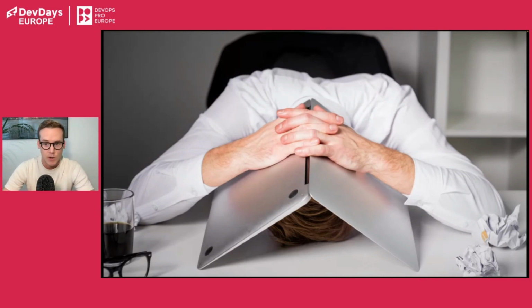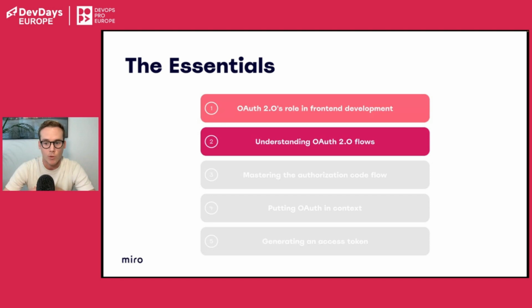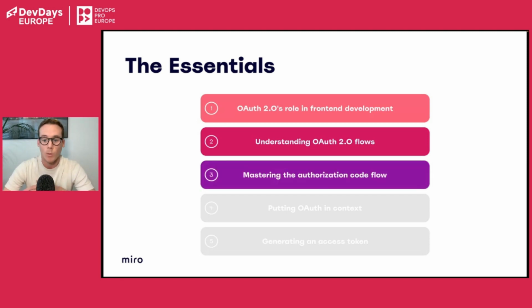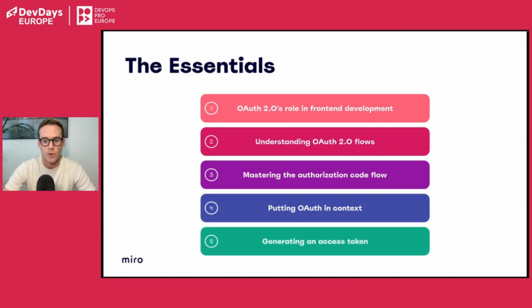So in the next 30 minutes or so, I'll lay down some of the essentials for us to be able to start incorporating OAuth 2.0 into front-end projects of our own and start leveraging third-party services with a bit more confidence than maybe we started with. Before we dive in, I'll just quickly walk through some of the essentials. So first, we'll cover OAuth 2.0's role in front-end development and why it's valuable. I'll walk through the various OAuth 2.0 grant types, or flows. We'll master the authorization code flow specifically. And then we will put all of this in a front-end context, and we'll generate our first access token using this authorization code flow. So with that in mind, let's jump in.